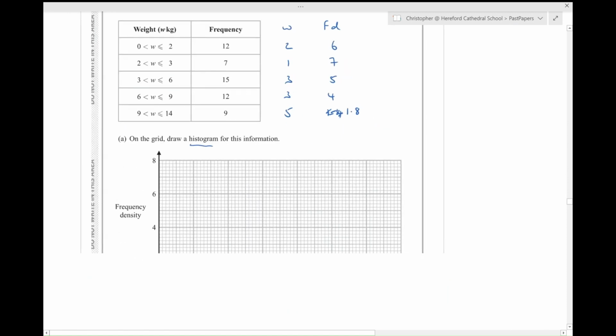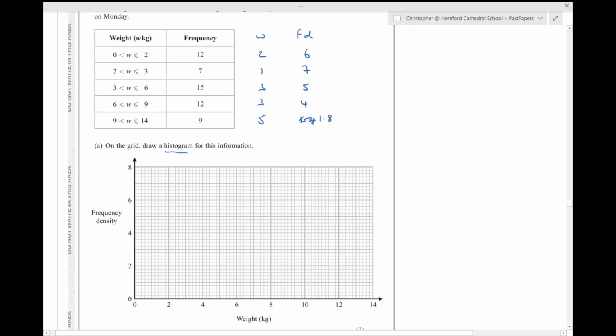Draw the histogram. Here we go. So, obviously you're going to use a ruler and a pencil when you're doing your paper. So between 0 and 2, a frequency density of 6. Between 2 and 3, a frequency density of 7. Between 3 and 6, a frequency density of 5. Between 6 and 9, a frequency density of 4. And between 9 and 14, a frequency density of 1.8.